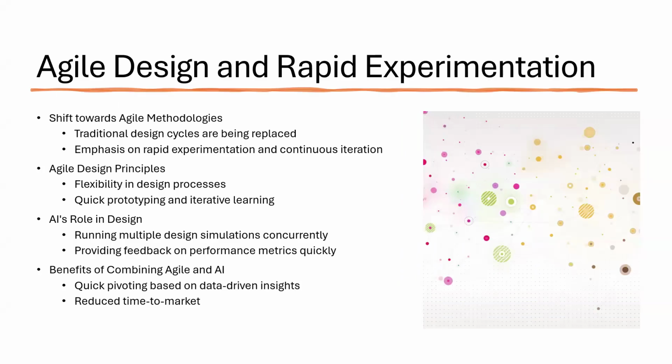So if we look at the design, we can add in the agile, so it becomes agile design and rapid experimentation. What does it mean? Traditionally, the design cycles are being replaced. We're no longer based on the traditional design methodology, right? So it will emphasize a lot of rapid experimentation and continuous iteration, right?